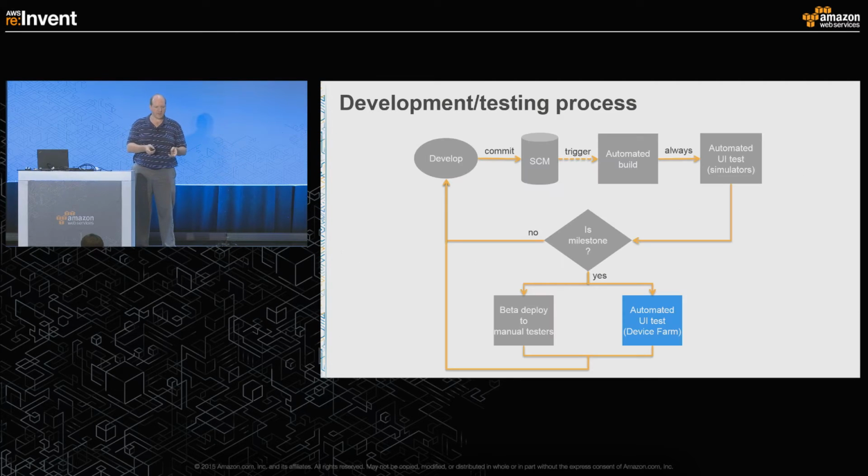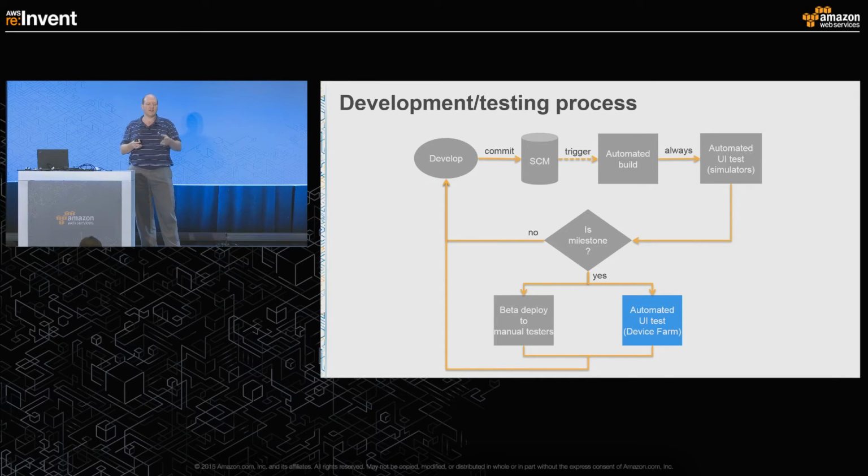Okay, let's go to Device Farm. So actually, let me go back. So back on the workflow here, we have automated UI test. We're running that all the time on every single build. After the automated UI test on the simulators is complete, then we have a manual step where we ask ourselves, is the code that we just built some kind of a milestone build? Does it have enough functionality that it would be useful to be tested by someone? Obviously, if you just make a comment change or fix a spelling mistake, that's probably not a milestone build.